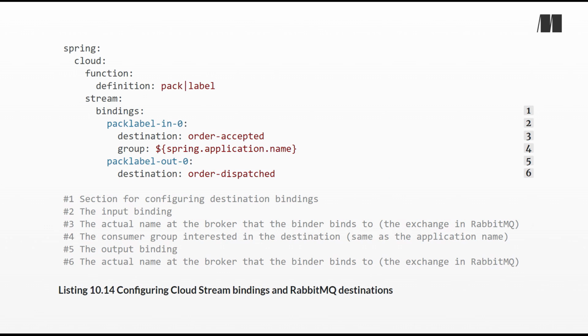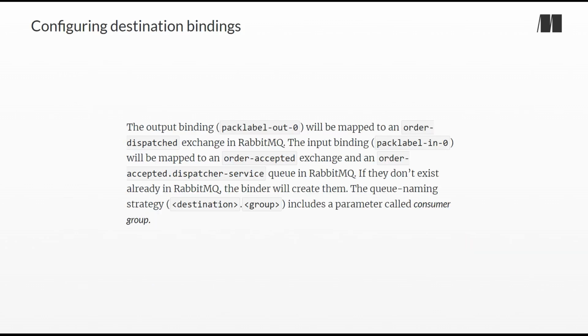Let's start by defining the destination names that will be used to name exchanges and queues in RabbitMQ. In your dispatcher service project, update the application.yml file as follows. Listing 10.14. Configuring Cloud Stream bindings and RabbitMQ destinations. The output binding, packlabel-out-0, will be mapped to an order-dispatched exchange in RabbitMQ. The input binding, packlabel-in-0, will be mapped to an order-accepted exchange and an order-accepted.dispatcher-service queue in RabbitMQ. If they don't exist already in RabbitMQ, the binder will create them. The queue naming strategy, destination.group, includes a parameter called consumer group.